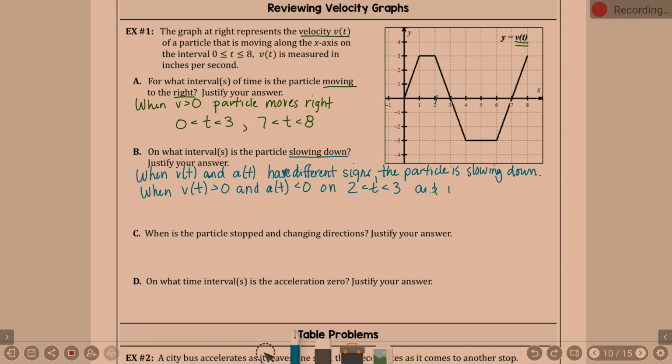Now we need to talk about the opposite, right? When V of t is negative and A of t is positive. Velocity being negative is down below. Where is my acceleration positive? 6 to 7. Because my velocity is negative, being down below the x-axis, and I have a positive slope. So that is on the interval 6 less than t less than 7, and we can say the particle is slowing down.